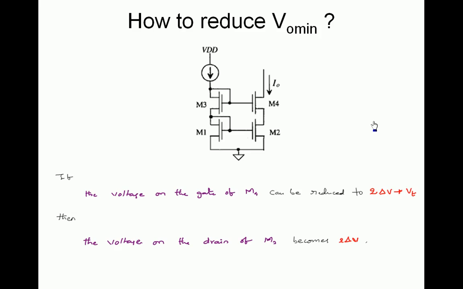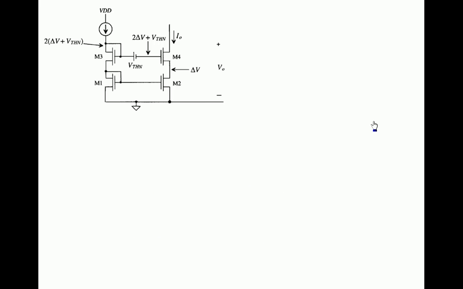So how to get 2 delta V plus VT at the gate of M4? At the gate of M4, what you are getting is 2 delta V plus 2VT. But what we require is 2 delta V plus VT only. For that, what modification takes place to overcome the disadvantage of V naught minimum? Now look at this diagram. If you introduce a DC voltage source of VT across the gate of M4, before that this is 2 times of VGS, that is 2 times of delta V plus VT, and it will be reduced by 1 VT, so that you get 2 delta V plus VT. Now the gate voltage of M4 is at 2 delta V plus VT, so we are ensuring that V naught is 2 delta V.